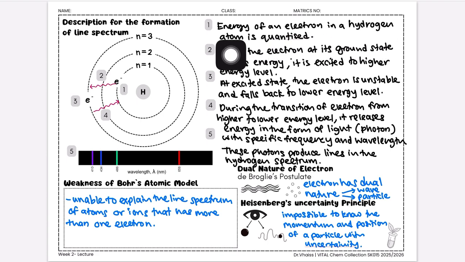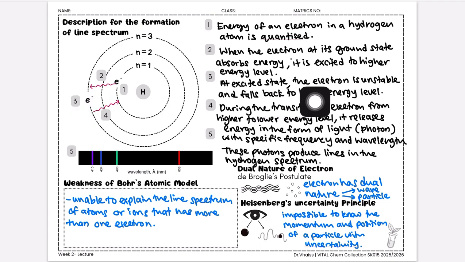So you must remember that the energy of an electron in a hydrogen atom is quantized. Quantized means fixed energy. All right, it's fixed. So when the electron at its ground state absorbs energy, it is excited to a higher energy level. As you can see over here, the electron is excited to a higher energy level.